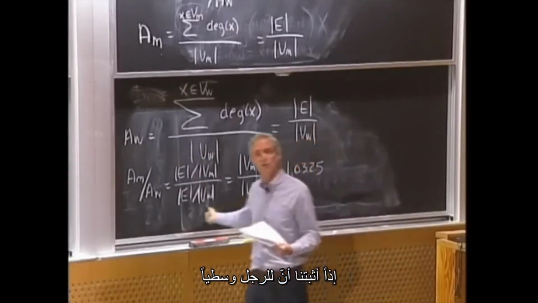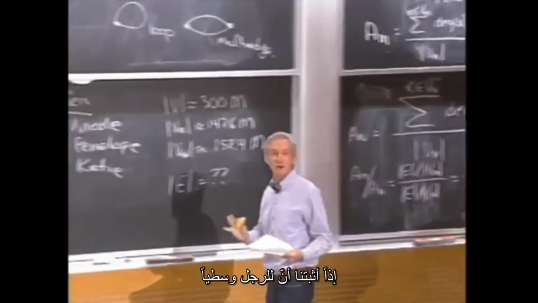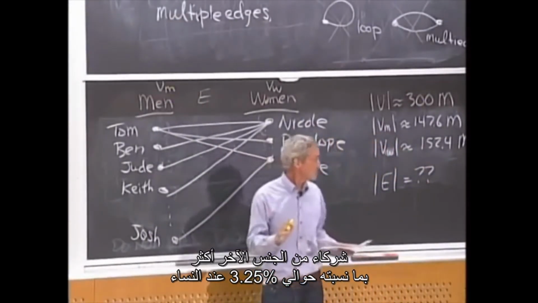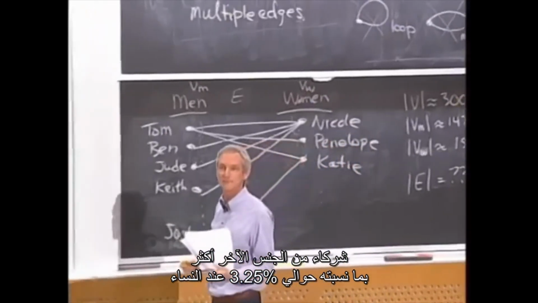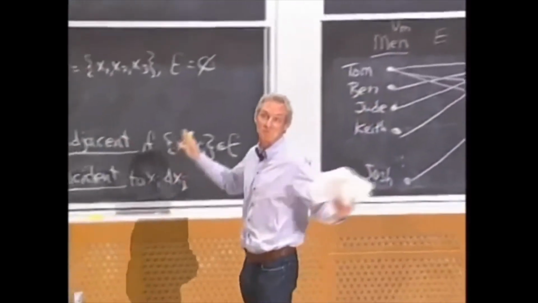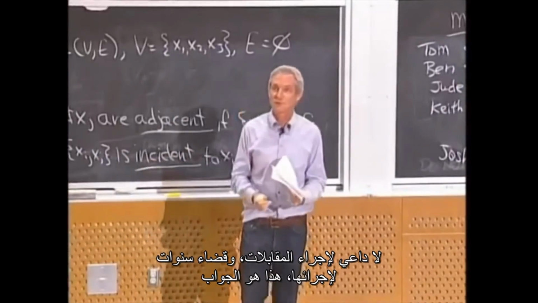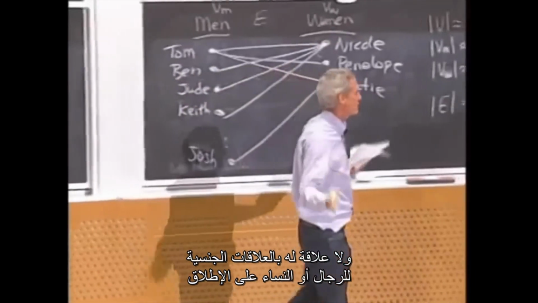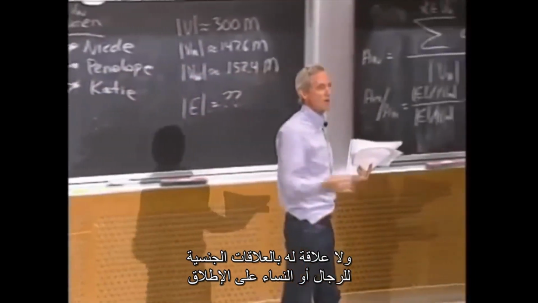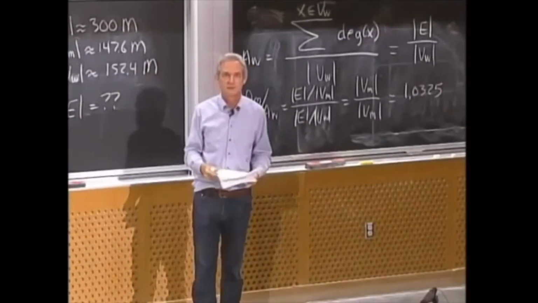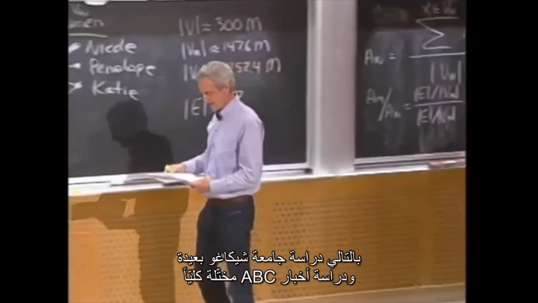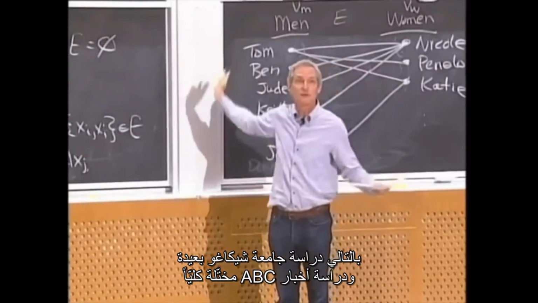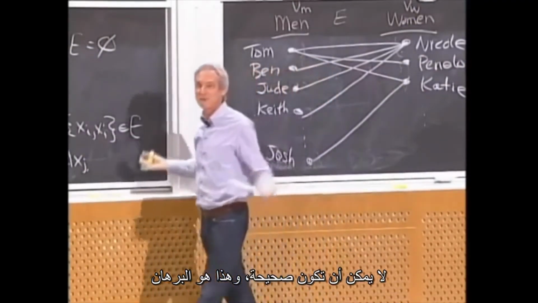So we just proved that on average, a man has 3% or 3.25% more opposite gender partners than women. No need to do the interviews or spend years doing it. That is the answer. And it has nothing to do with the promiscuity of men or women. Nothing at all. So the Chicago study is way off, and the ABC News study is completely nuts. It just can't be right.